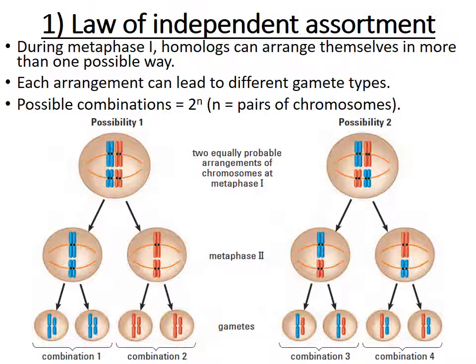The first one we're going to talk about is called the law of independent assortment. Remember that homologous chromosomes pair up during meiosis. When they pair up, eventually they line up along the metaphase plate. The idea I need you to get here is that when they line up at the metaphase plate, there are a few different possibilities of how they can line up. In this possibility, the blue lined up with the blue, and the red lined up with the red. If that happens, then you get the gametes with the two blues in here, and the gametes with the two reds in here.